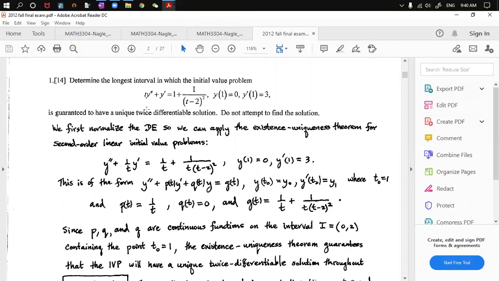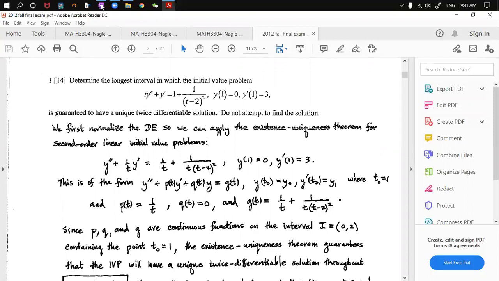What does standard form mean? Standard form means the coefficient in front of the second derivative must be equal to 1. Is this the case? Anyone has an idea? I want to hear from you. No, it's not the case, right? So this is not in standard form. You must be very clear. This is not in standard form.